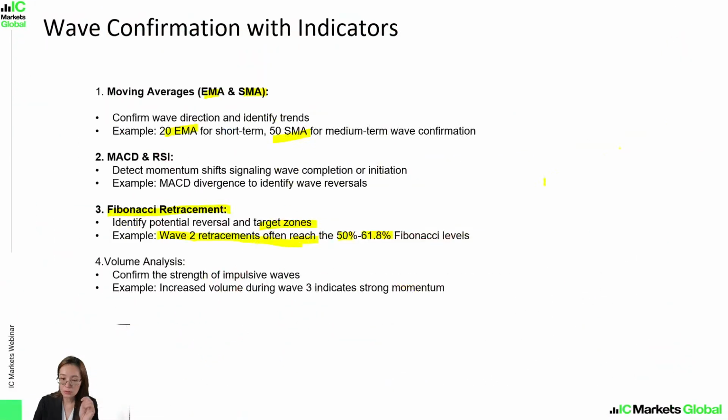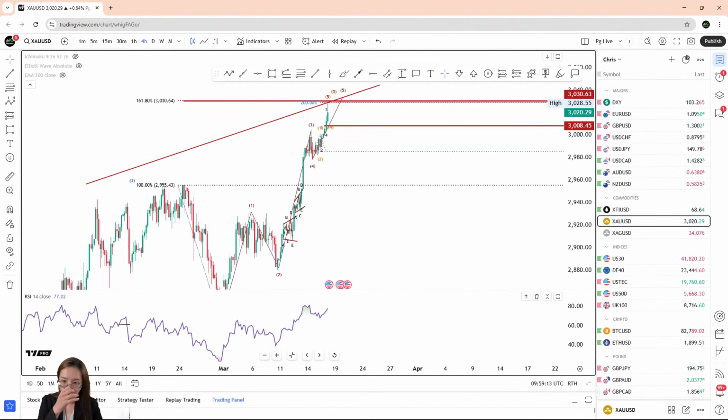Continue here. You can use volume analysis as well to confirm the strength of the impulse wave. For example, increased volume during wave 3 indicates strong momentum. But personally I don't use volume to trade. I will just keep it simple. My indicators are the Fibonacci extension, retracement, and projection, and I'm using the RSI to confirm the divergence and overbought also.